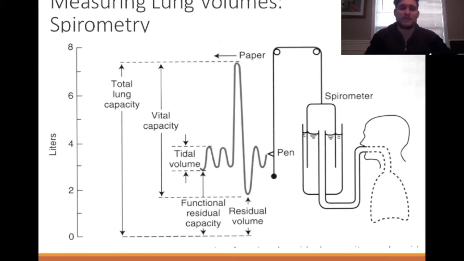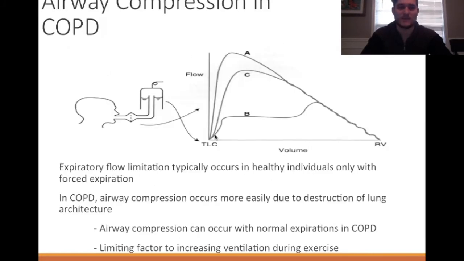So here's an example of spirometry, and here's how it used to be done in the day before we had a lot more advanced technology. You hook up a tube to the spirometer, and then as the person inhales and exhales, you're able to see these differences in tidal volume, vital capacity, and total lung capacity.